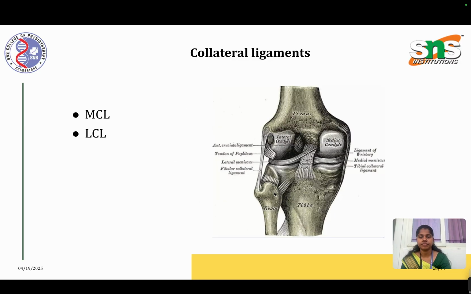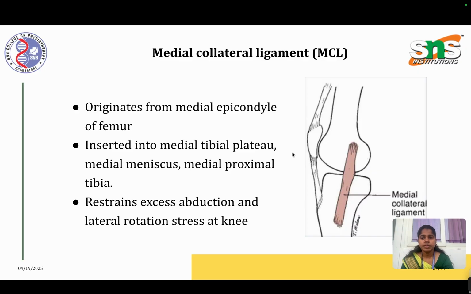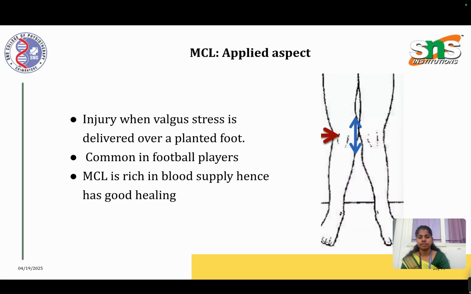menisci. This is the collateral ligaments, the MCL and LCL, that is the medial collateral ligament and the lateral collateral ligament. The medial collateral ligament originates from the medial epicondyle of femur and inserts into the medial tibial plateau, medial meniscus, and medial proximal tibia. What is the function? It restrains excess abduction and lateral rotation stress at the knee. Injury occurs when valgus stress is delivered over the planted foot, common in football players. MCL is rich in blood supply, hence has good healing.